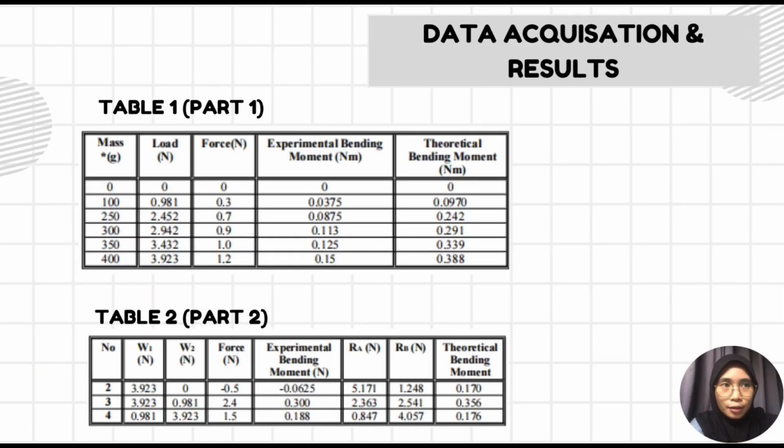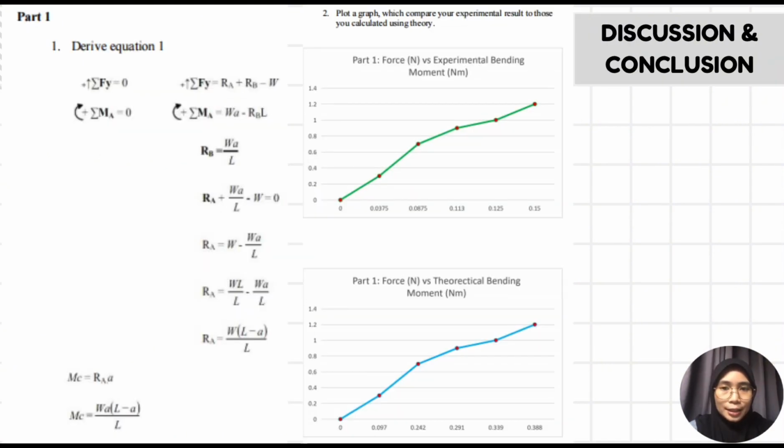For data and results, there are two tables, Table 1 to answer part 1 and Table 2 for part 2. These are the values that we obtained by calculating using the formula, and also the data we obtained during the experiment, such as after putting the weight, which is the load in Newtons, and the force will be shown from the display meter.